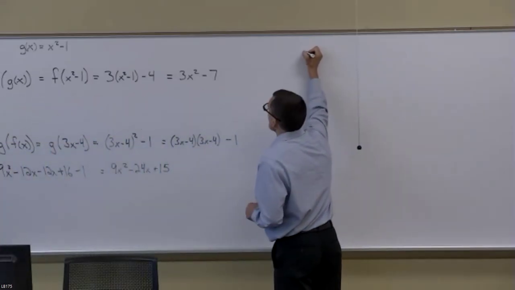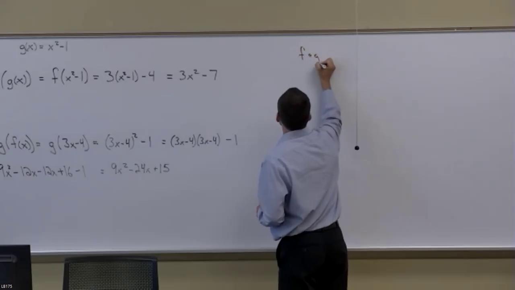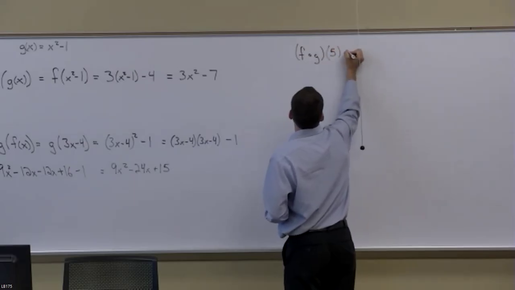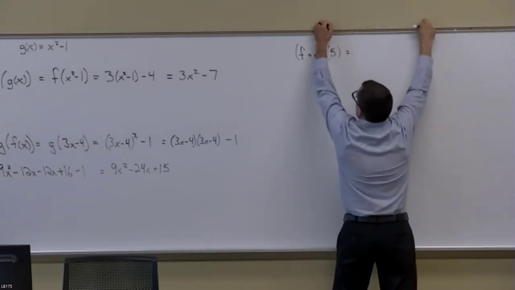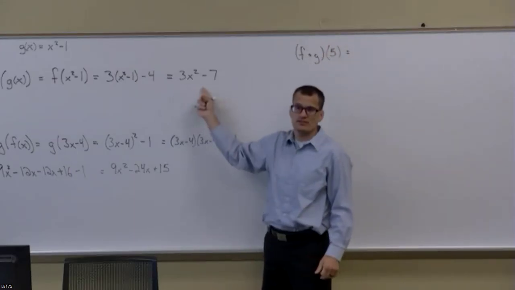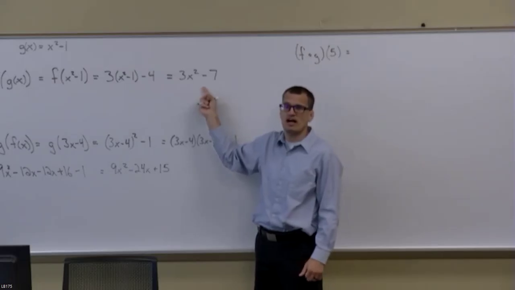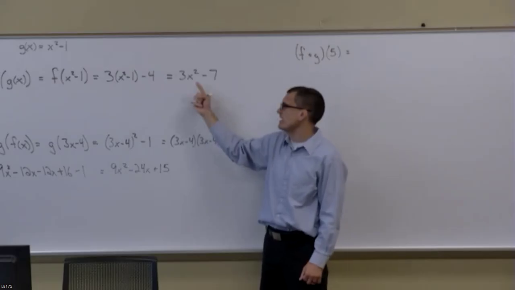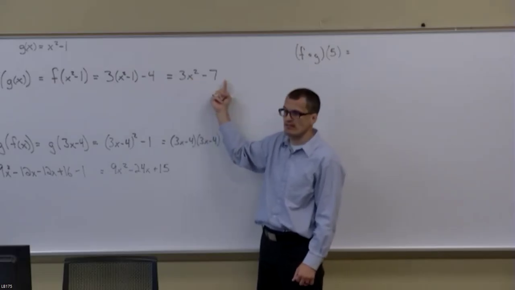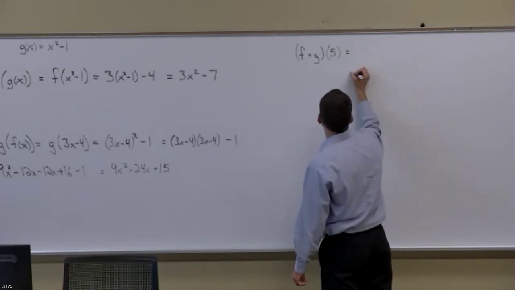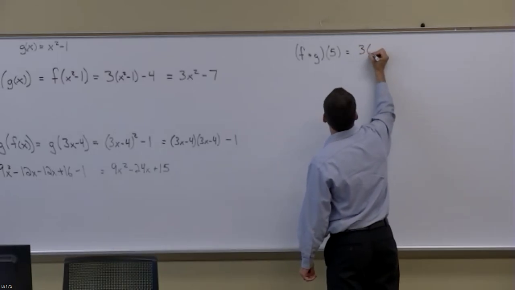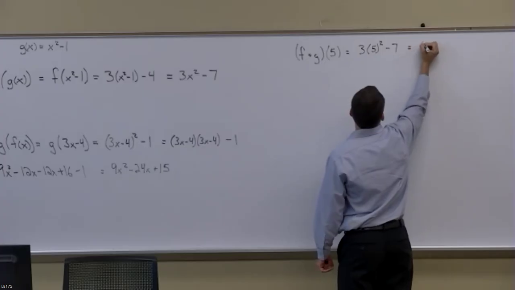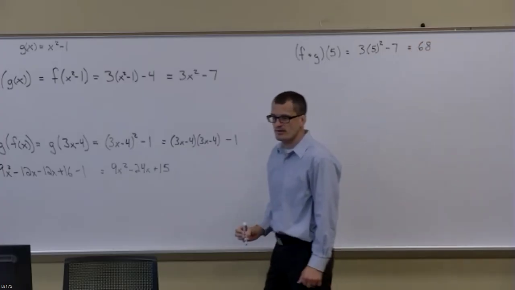if we wanted to do composition with numerical values, there's 2 ways to do it. Now that I have this expression, if I did f of g of 5, I could just plug in 5 into this expression and say 3 times 5 squared minus 7. I'll go ahead and do that over here. 3 times 5 squared minus 7. I think that's a 68, if I'm doing that right in my head.